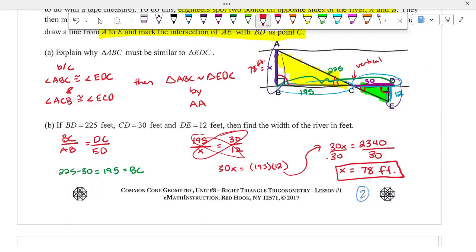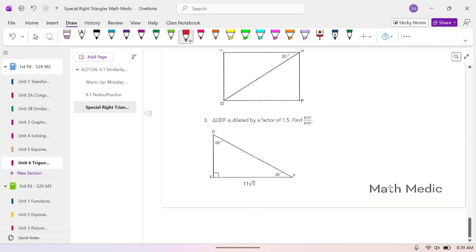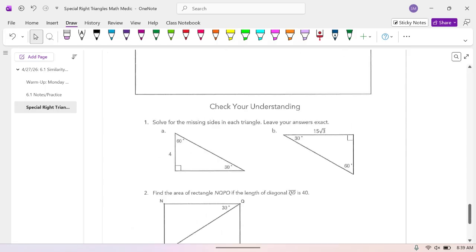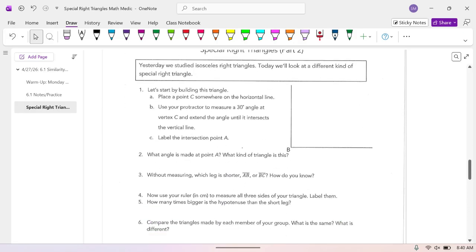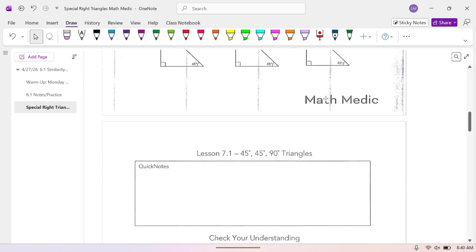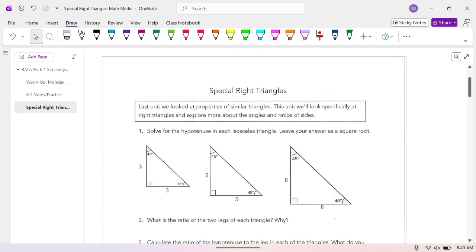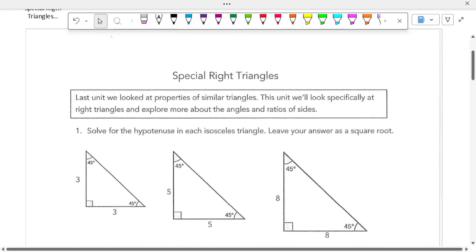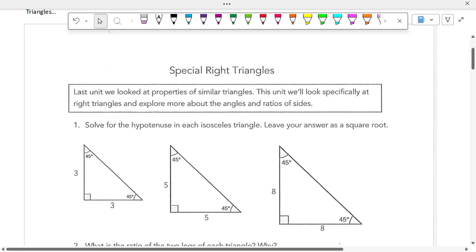All right. So that's it for similarity. Now, we're going to switch gears, and I want you to go to that other packet that I gave you with special right triangles. So just look at the first page. So something else that we need to talk about, besides similar triangles, is something called special right triangles. These are very, very special cases of right triangles.